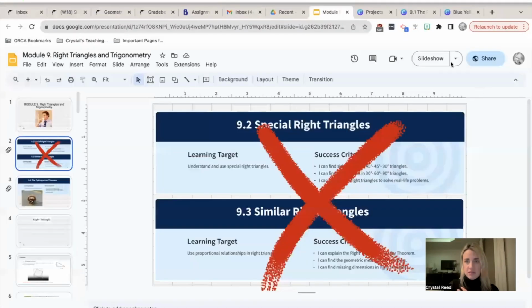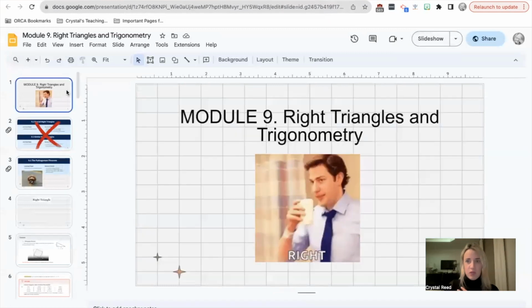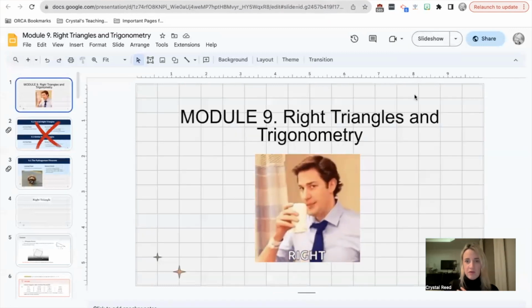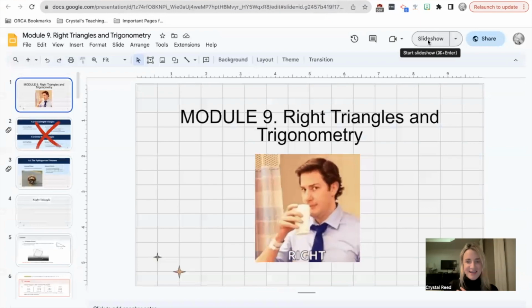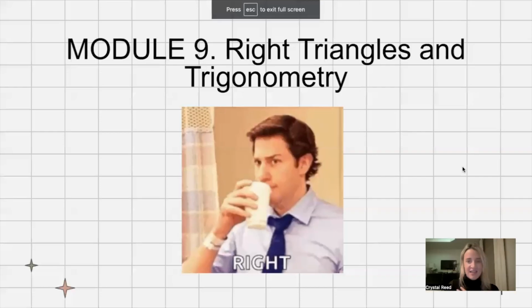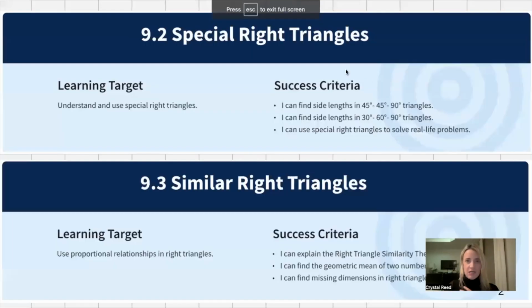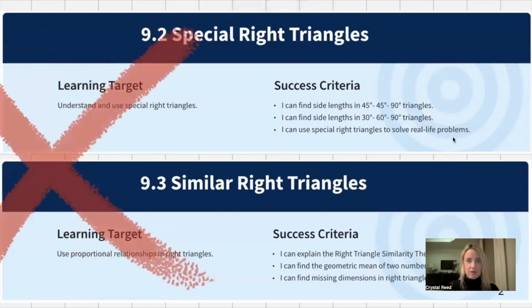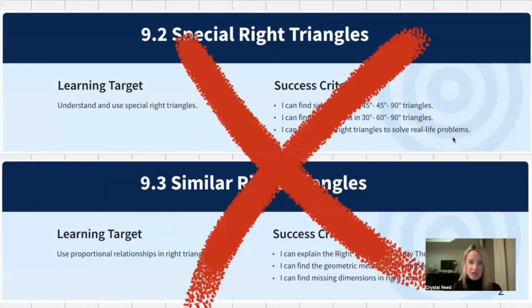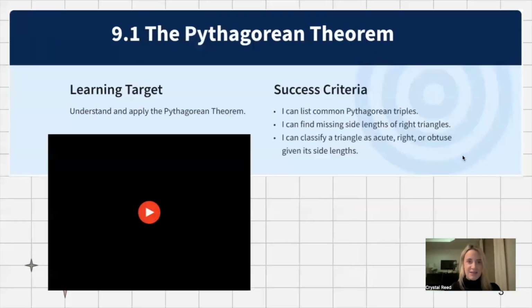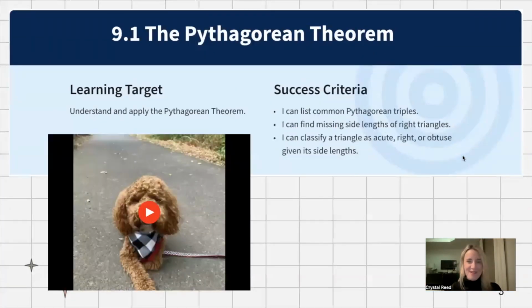So back to those slides, we are going to be going over Module 9, right triangles and trigonometry. Just a quick note, we are going to skip 9.2 and 9.3, so don't worry about those. Special right triangles and similar right triangles, we cover the topics that are in those in the other lessons, and they are not in your standards, the new state standards. So we'll skip them. 9.1, the Pythagorean Theorem.